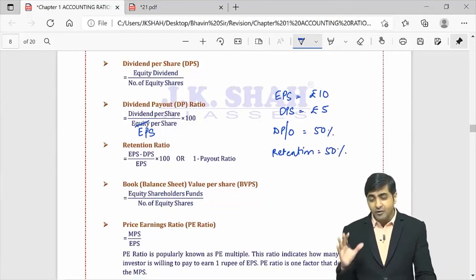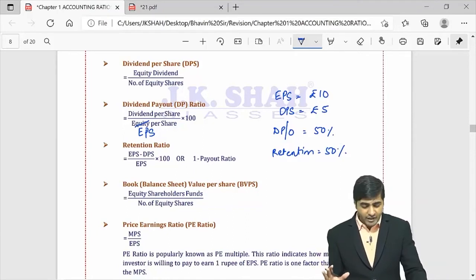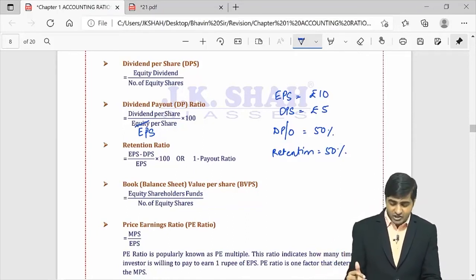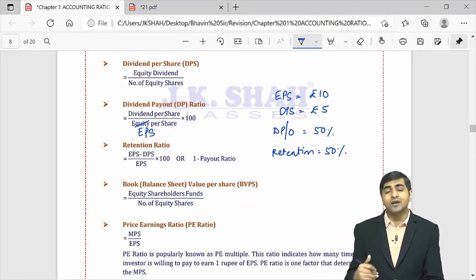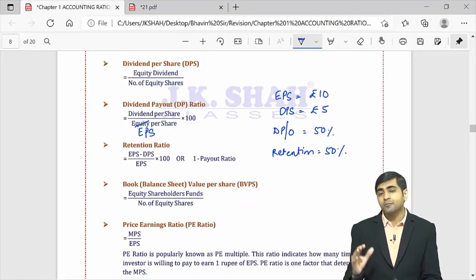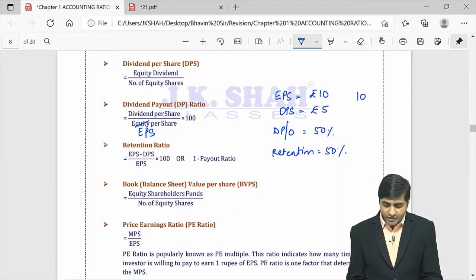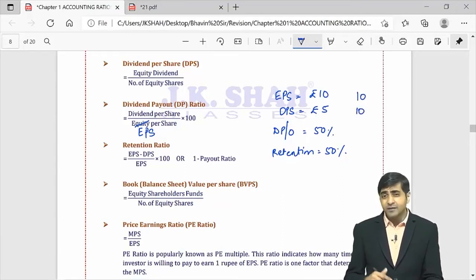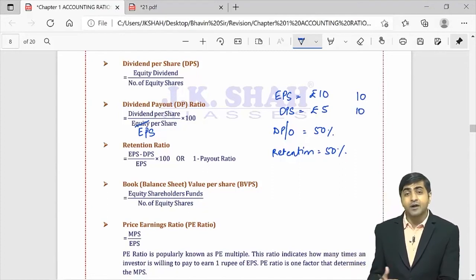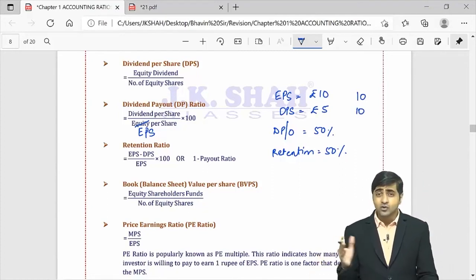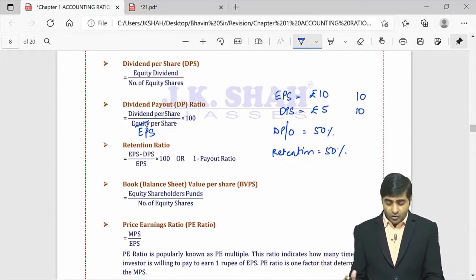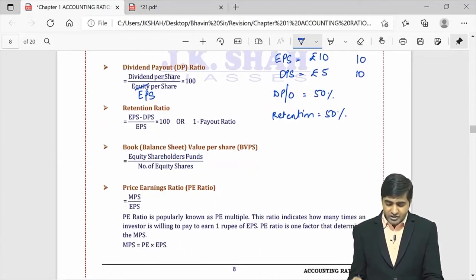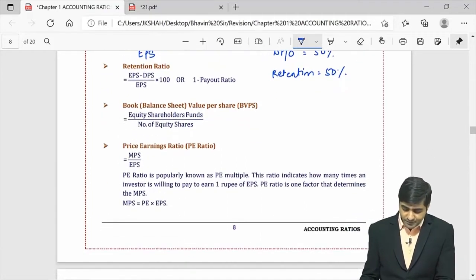So whenever we are talking about dividend payout ratio, we have to take into consideration the dividend per share and divide that by EPS into 100. This will actually give us your payout. So suppose your earning per share is 10 rupees and your dividend per share is 10 rupees. Can I say your dividend payout ratio will be 100% with no retention at all? So whenever we are calculating retention, it is nothing but 1 minus payout ratio.